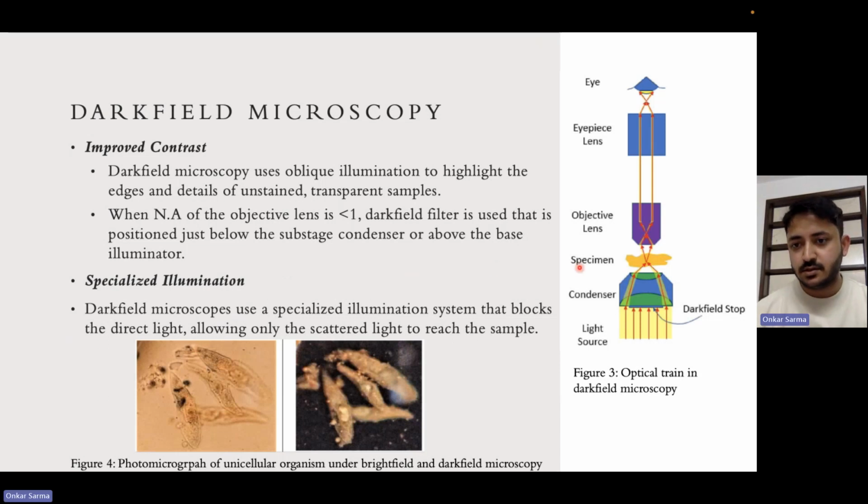The difference is that it uses a dark field stop or a dark field filter to stop the beam of light directly coming from the light source. Here you can see the light source is blocked by this filter, and only the oblique illumination is allowed to pass through and reach the specimen. This blockage creates a dark background, and the scattered light illuminates the sample for us to look at it. When the numerical aperture of the objective lens is less than 1, a dark field filter is used, positioned just below the substage condenser or above the base illuminator.